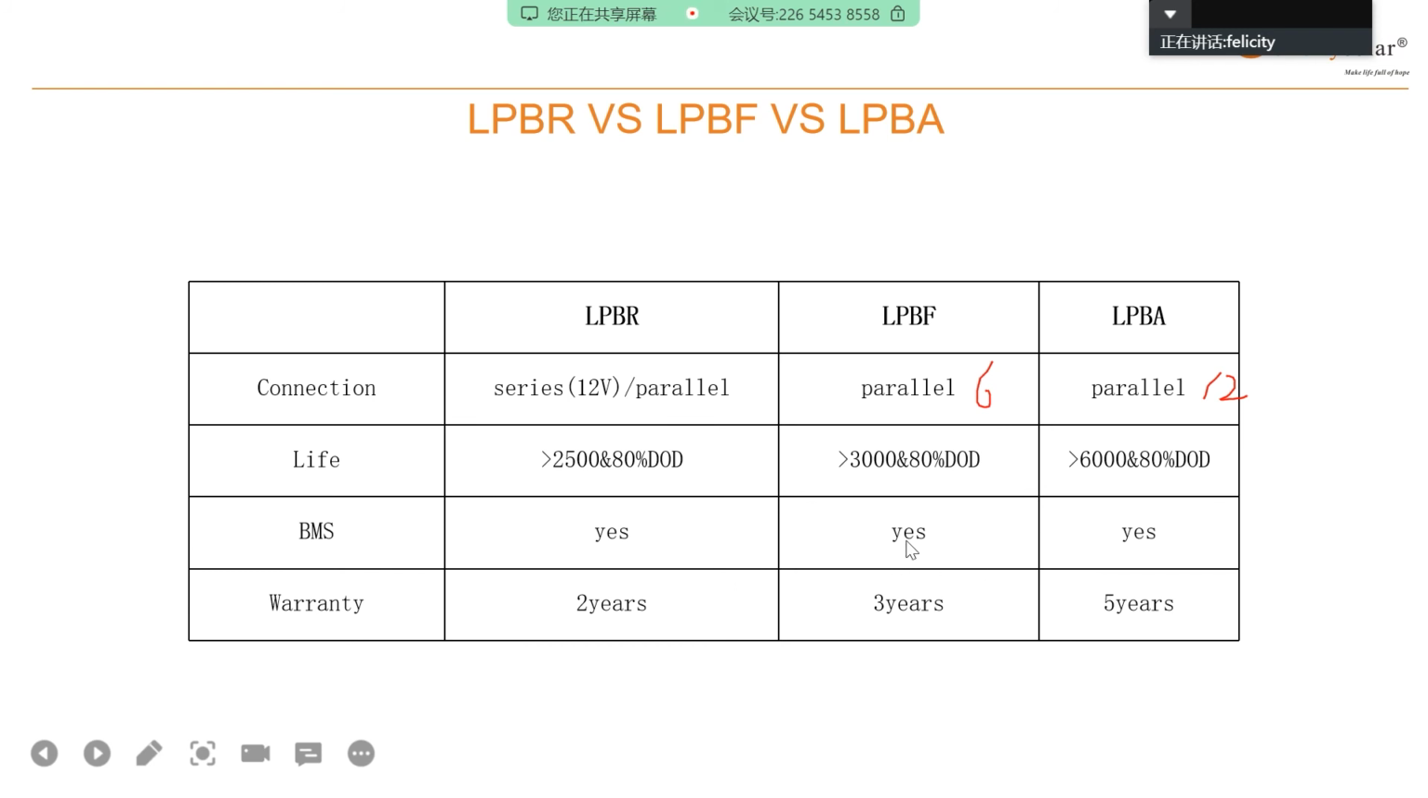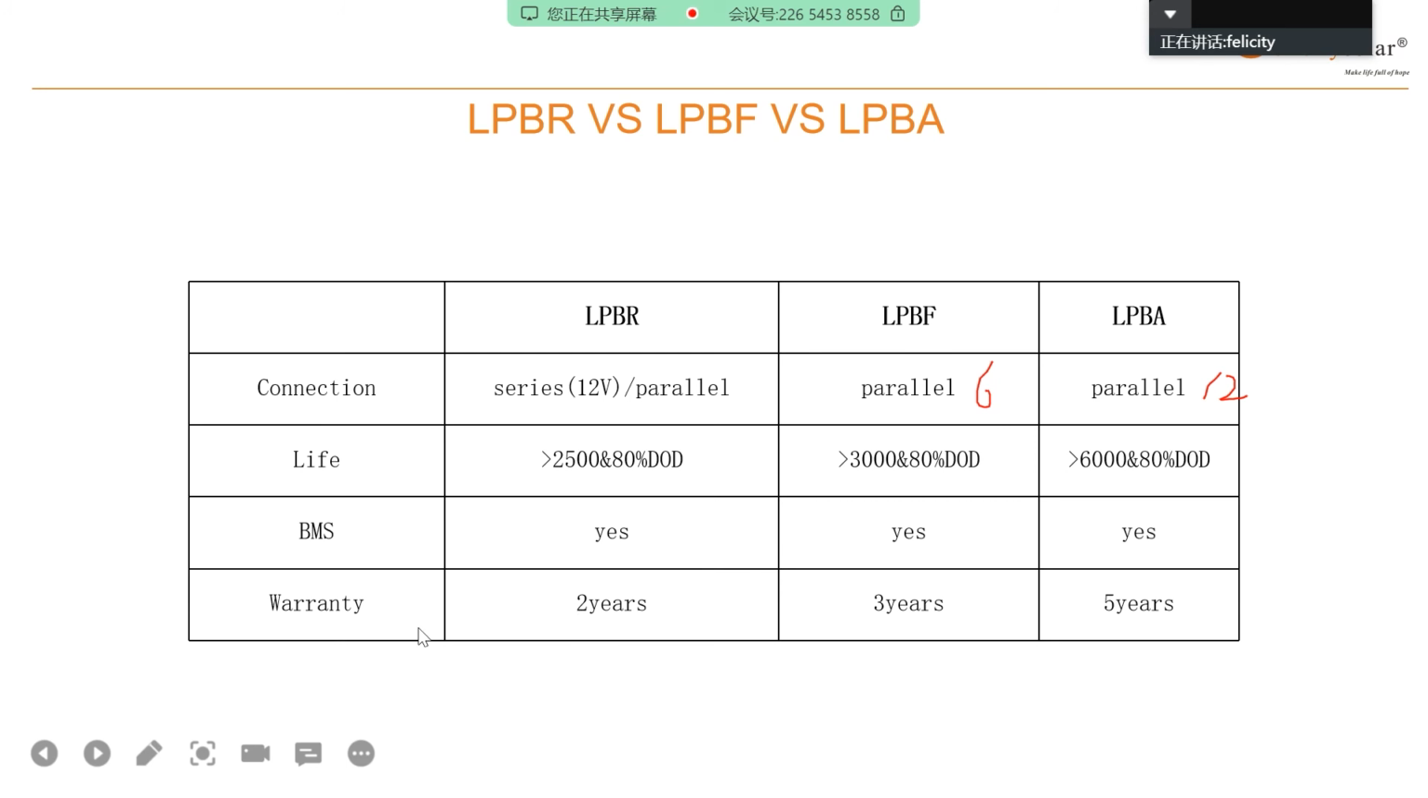Now LPPF and LPPA also support the communication between inverter and battery pack. For example, we have the inverter IVEM. IVEM can communicate with the LPPF and LPPA, and then you only need to monitor the IVEM. Then you can monitor the whole system, including the battery information.